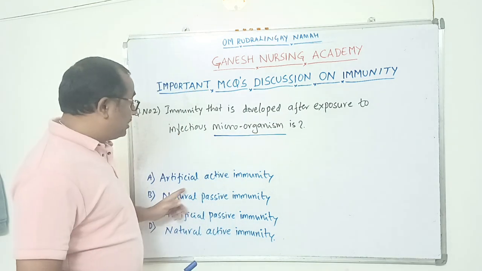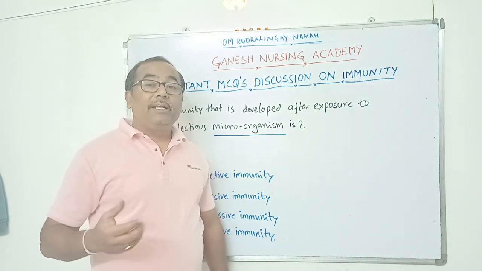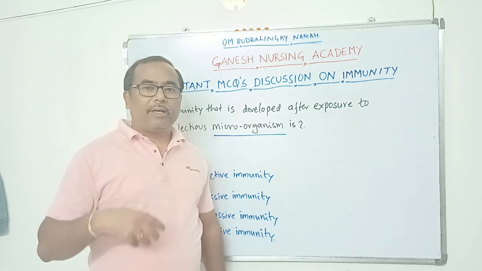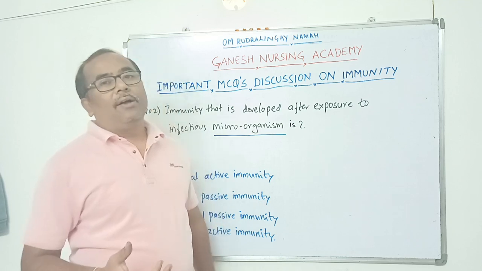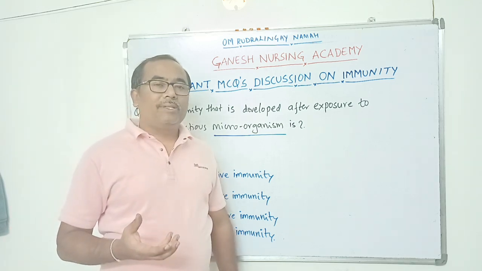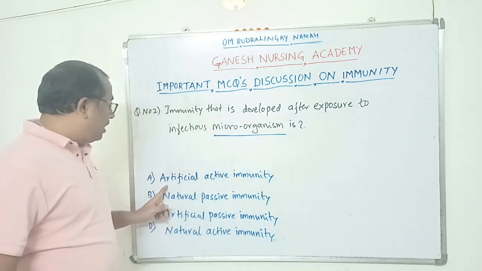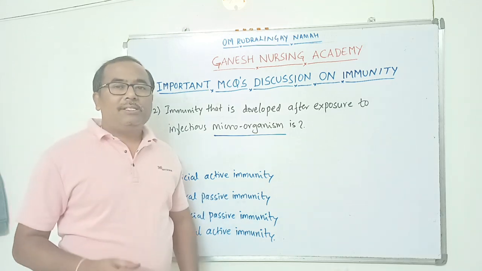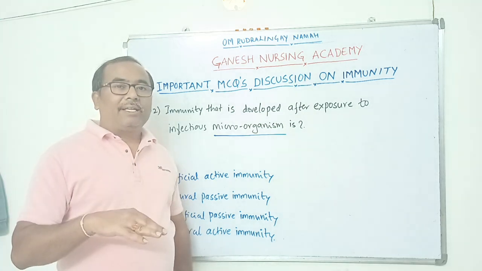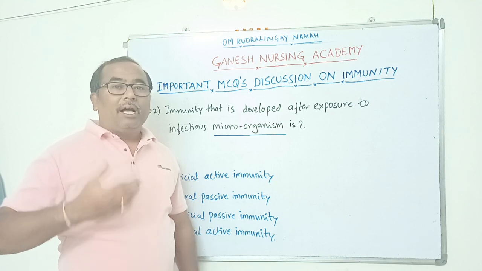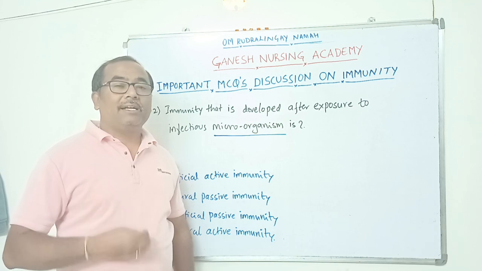Option A is artificial active immunity. Artificial will not happen here, he is developing the immunity naturally. After exposure to the microorganisms, if the host cells prepare antibodies or immunoglobulins against those microorganisms, it does not come under artificial. So what then is artificial active immunity? Artificial active immunity means vaccines. Whether live vaccines or killed vaccines, when administered into our body, our immune system starts preparing antibodies or immunoglobulins against that vaccine.